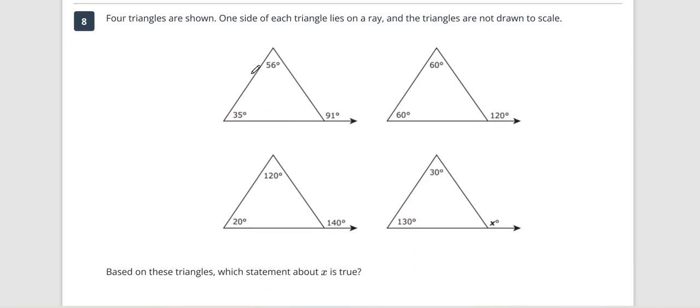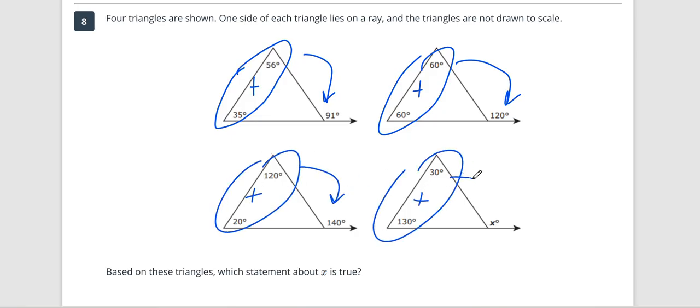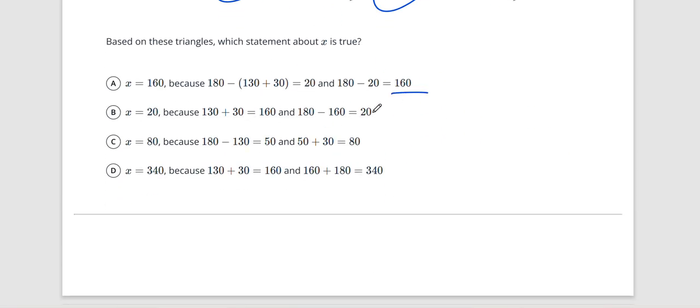Okay, remember these things here. These two add up to give you that right there. These two add up to give you that one there. These two add up to give you that. These two add up to give you that. So 56 plus 35 is 91. 60 plus 60, 120. 120 plus 20, 140. So 130 plus 30, 160. Equals 160. Out, out, out. And there's my answer.